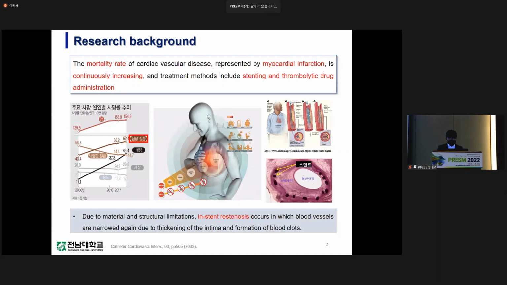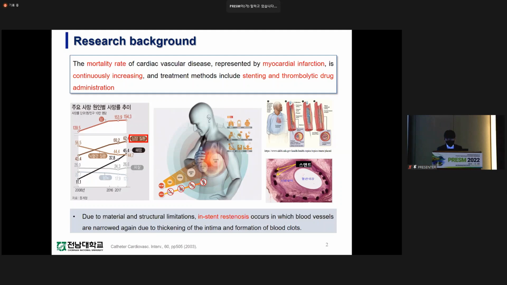Nowadays, due to irregular eating habits, alcohol and tobacco consumption, the mortality rate from cardiovascular disease such as myocardial infarction is continuously increasing. With the exception of surgery, treatment options include inserting a stent and taking a thrombolytic agent. However, the vascular wall narrows again due to the narrowing tumor development within 3 to 6 months of stenting.